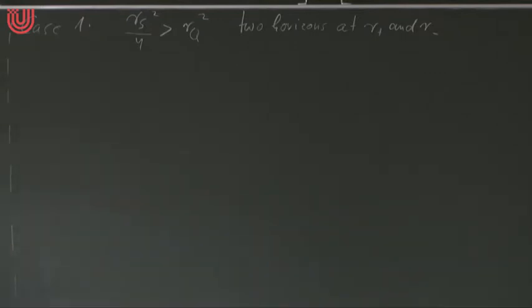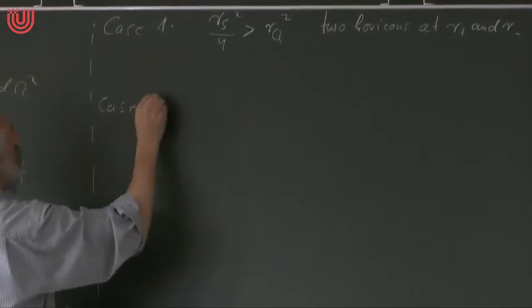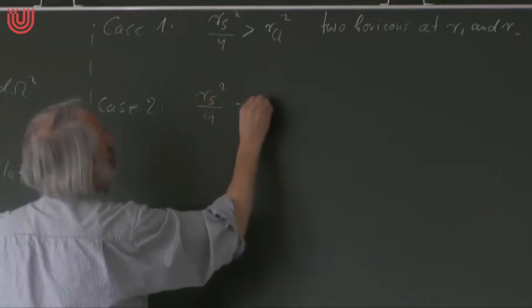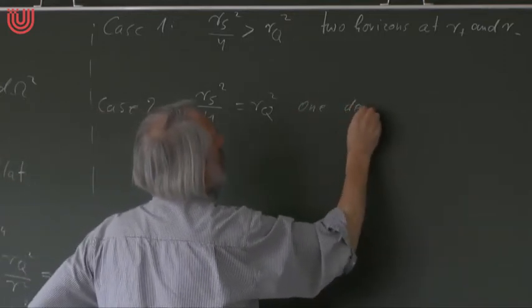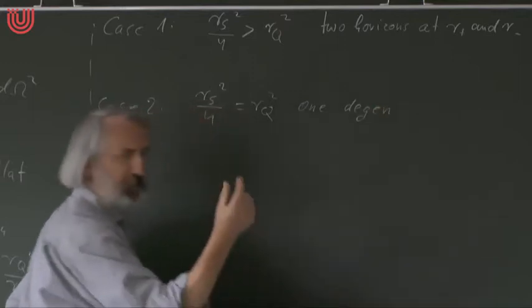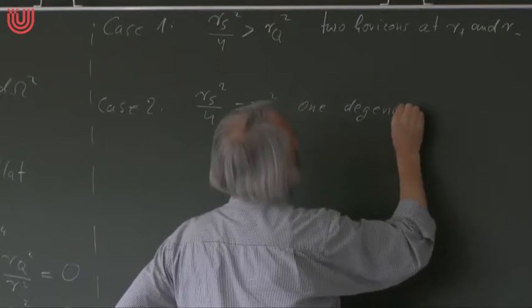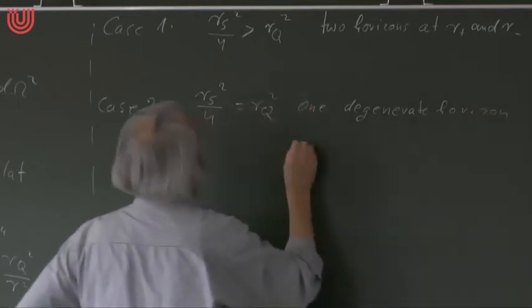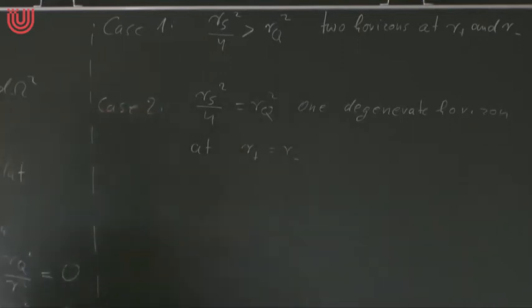Then we have a borderline case. I leave a gap here because I will give a name to these cases. The borderline case is rs squared over 4 is equal to rq squared. Then I have one degenerate horizon. Yeah, it's actually two horizons which come together. They are double zero of the function f. And that's what one calls a degenerate horizon. And it's situated at r plus equal r minus, and we can read the value from this expression.